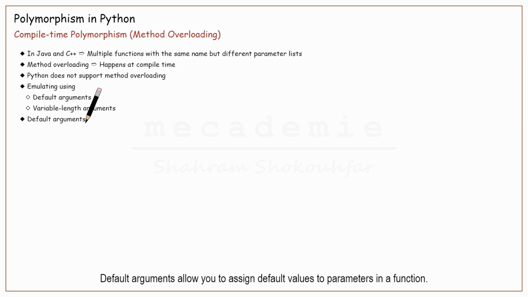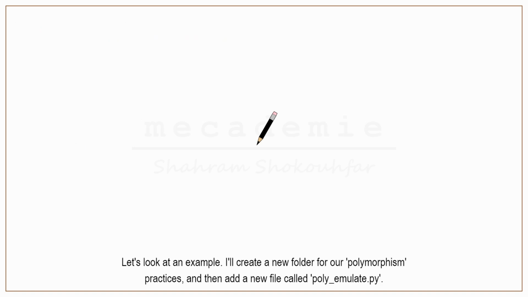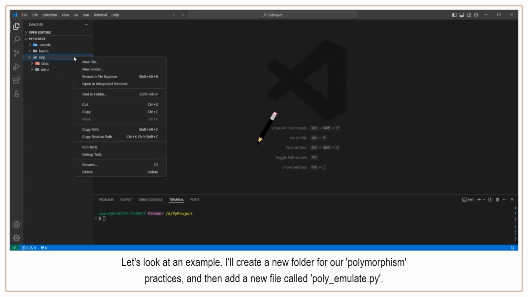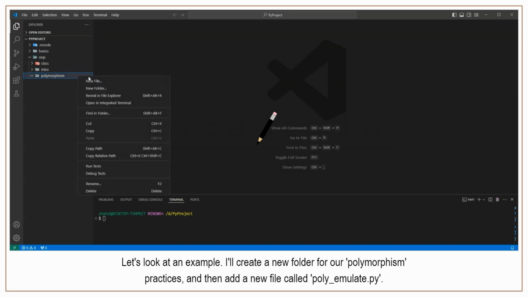Default arguments allow you to assign default values to parameters in a function. This means if you call the function without providing those arguments, the function will use the default values. Let's look at an example. I'll create a new folder for our polymorphism practices and then add a new file called polyemulate.py.